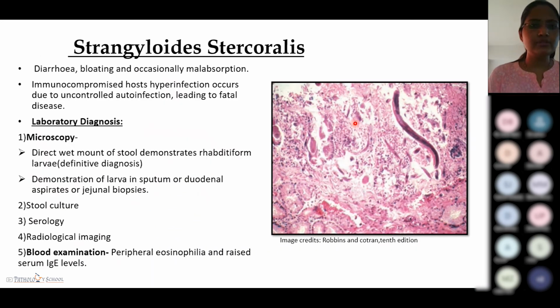Next is Strongyloides stercoralis. It causes diarrhea, bloating, and occasionally malabsorption. In immunocompromised hosts, hyperinfection occurs due to uncontrolled autoinfection leading to fatal disease. And laboratory diagnosis is done by direct wet mount of stool, which demonstrates rhabditiform larvae.